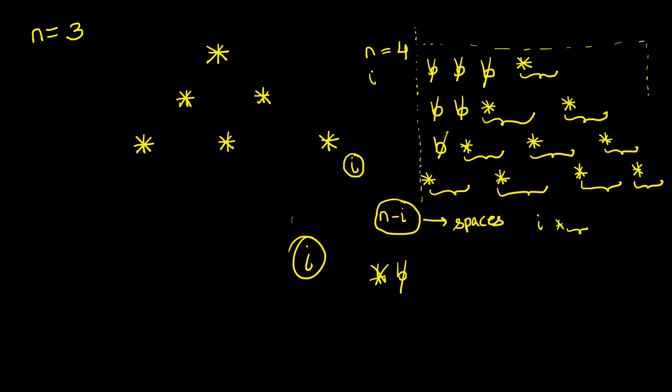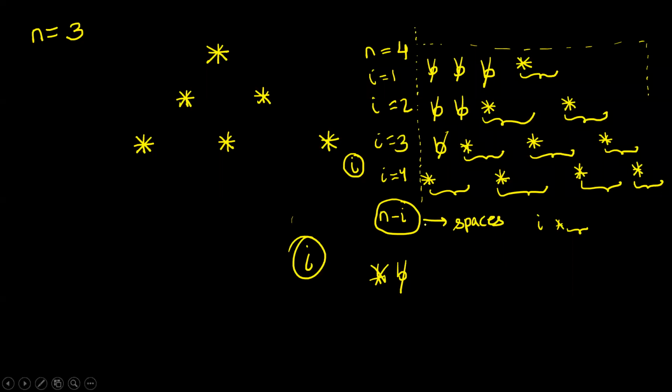Look. For line number 1, I have 4 minus 1, that is 3 spaces and 1 star space pattern. For line number 2, I have 2 spaces and 2 star space pattern. For line number 3, I have 4 minus 3, that is 1 space, and I have 3 times star space pattern. For line number 4, I have 4 minus 4, that is 0 spaces and 4 times star space pattern.